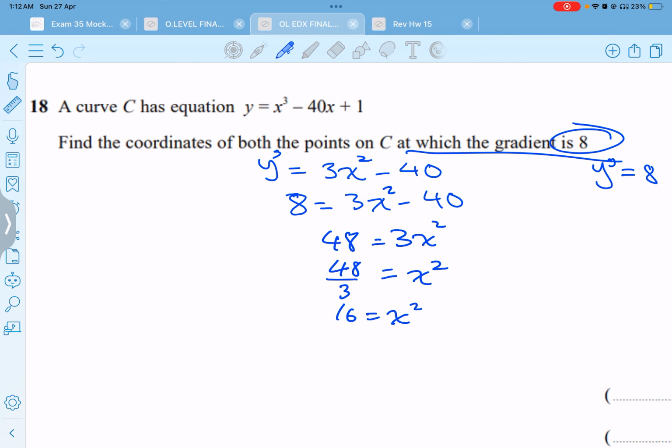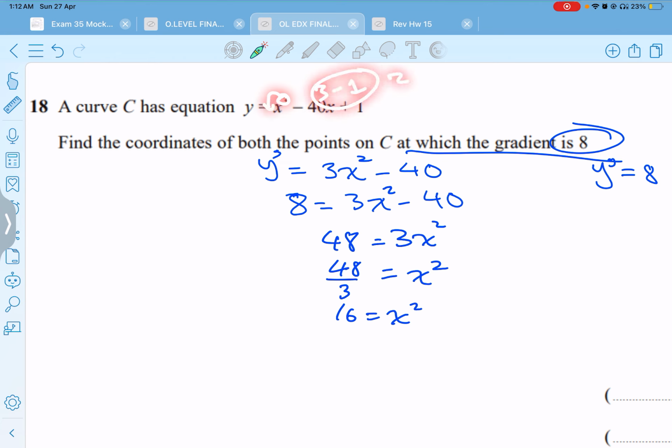This is a differentiation question in which I have y equals x cubed minus 40x plus 1. You need to find the x coordinates for which the gradient is 8. So I find the differentiation, the y dash. It's going to be the power times the x, then the power minus 1.